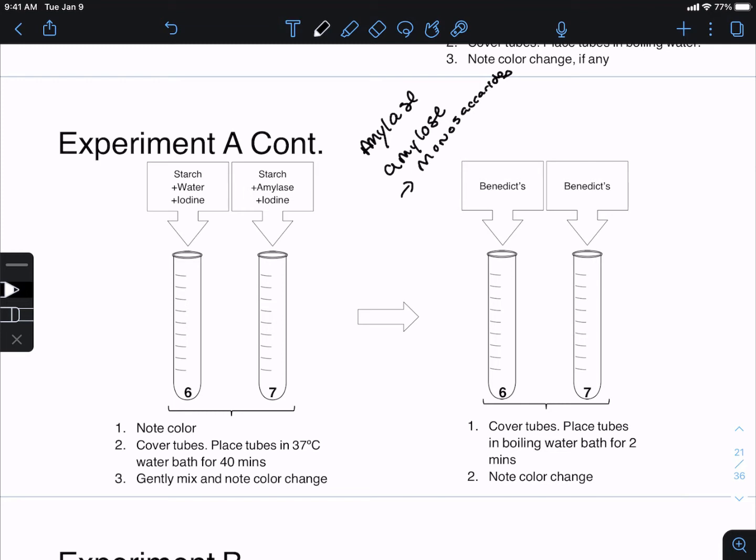And so you can probably make a reasonably good hypothesis. If I put starch in water, should I get any kind of digestion of the starch? Will starch just spontaneously break down? But if I put starch in amylase, what is that starch going to break down into?